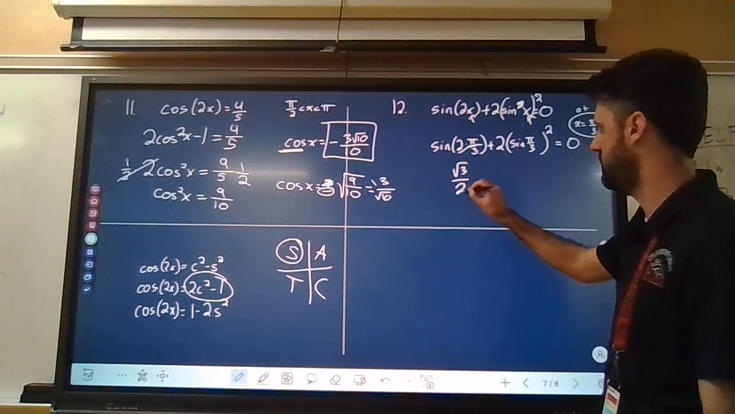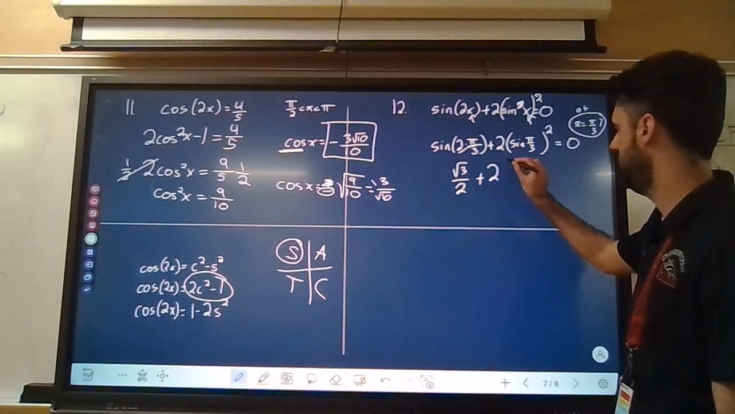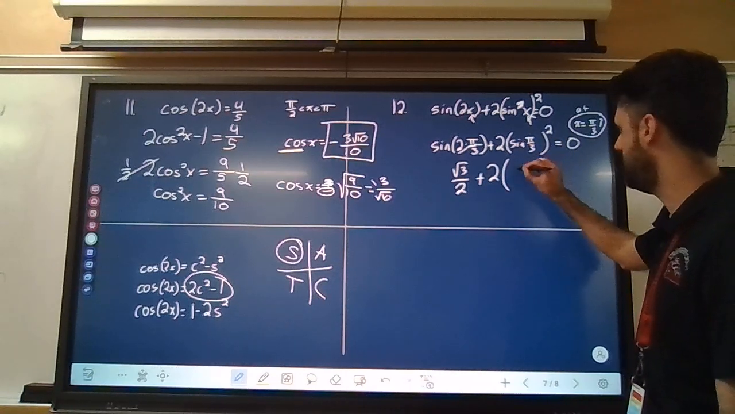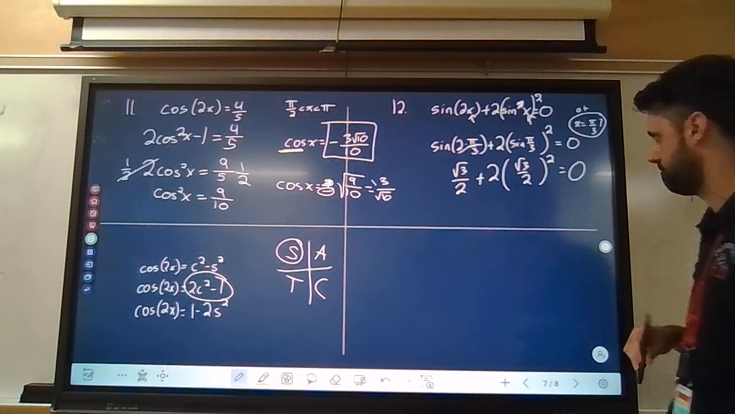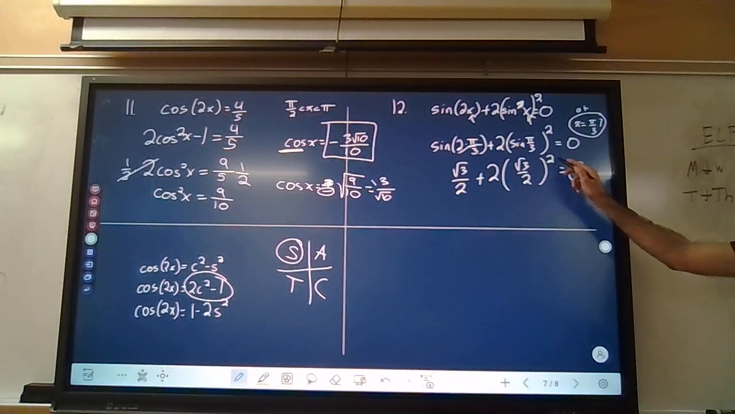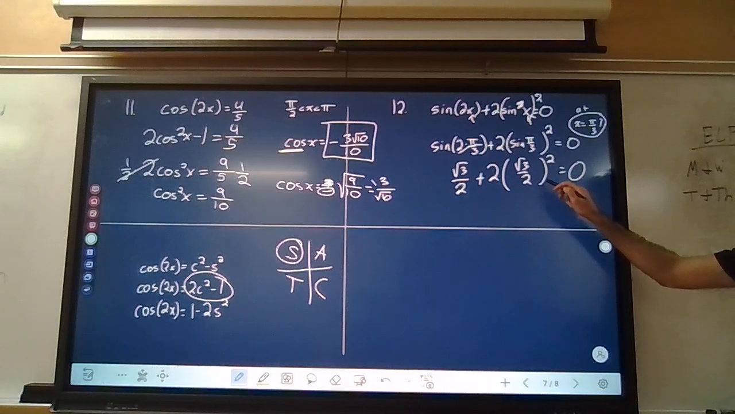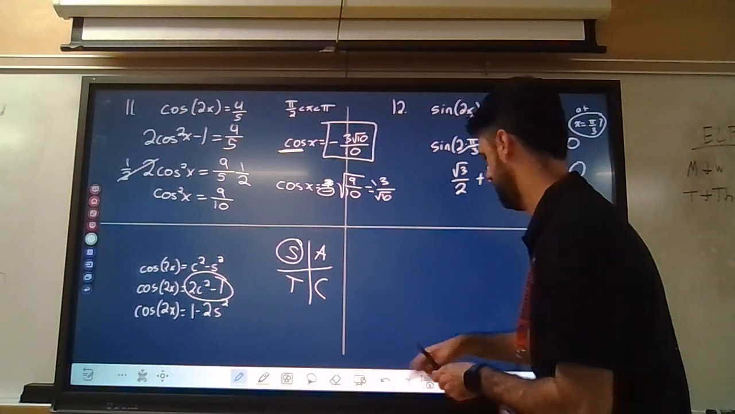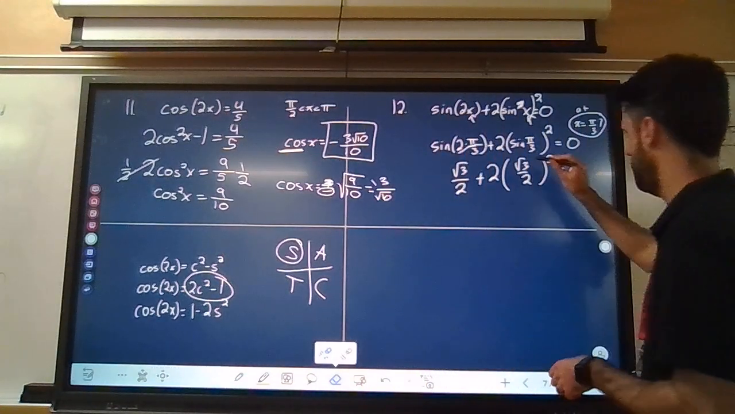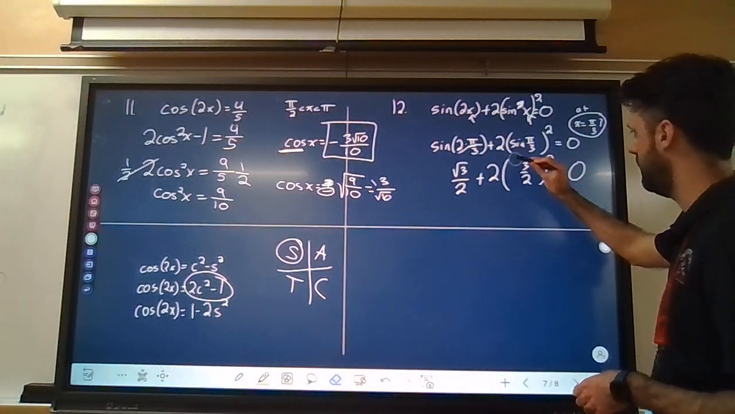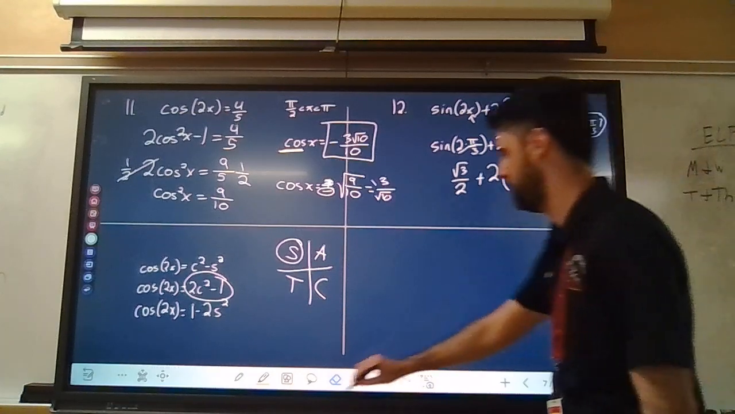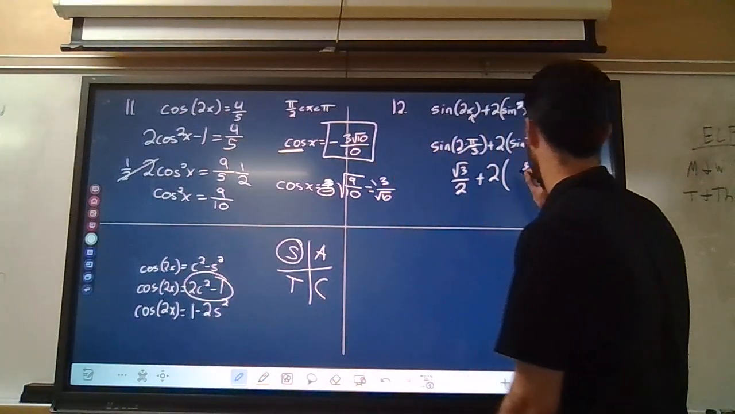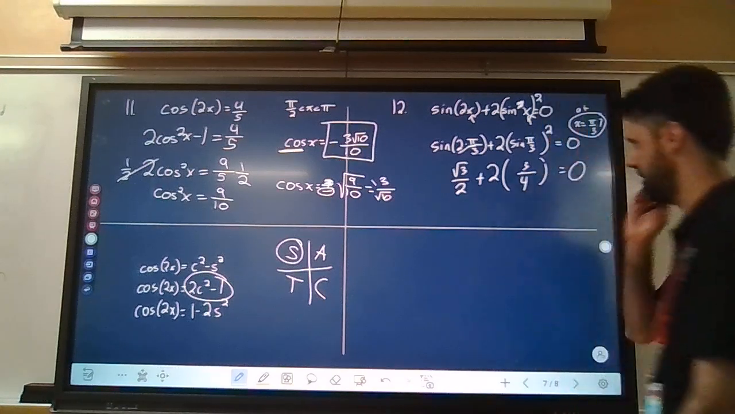So I get square root of 3 over 2 plus 2 times, replace the inside with square root of 3 over 2 and square it, equals 0. Again, order of operations, I'm going to do the exponent before I multiply. And so if I square both, I'm just going to do that all in the same step here. If I square both of these, the square root's going to go away. Just a 3, and then on the bottom we're going to get 2 squared, which is 4. So 3/4 right here.